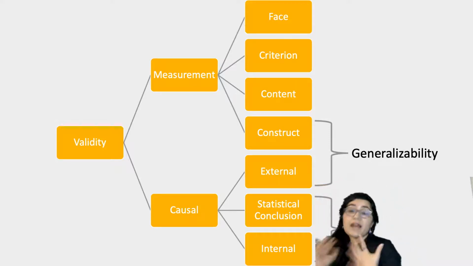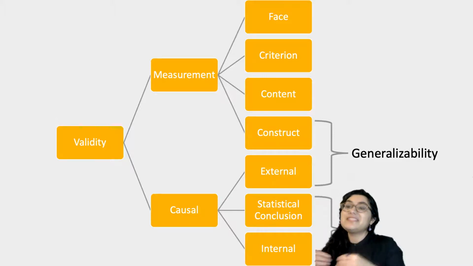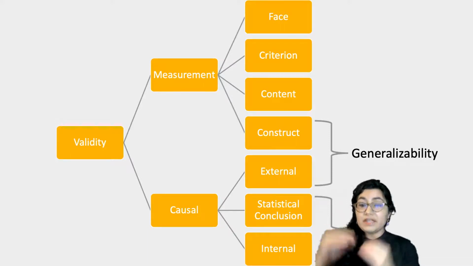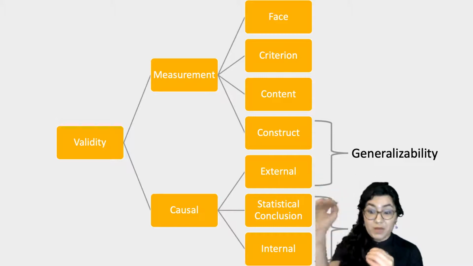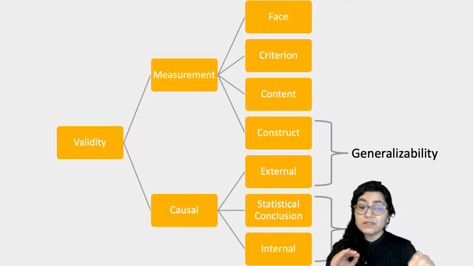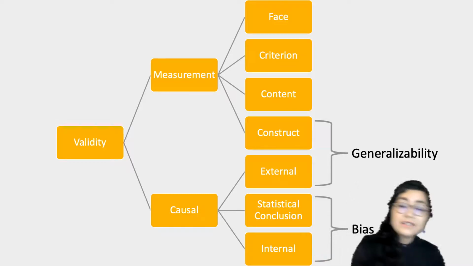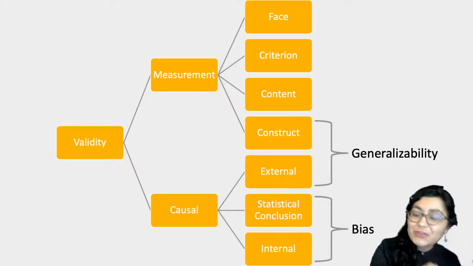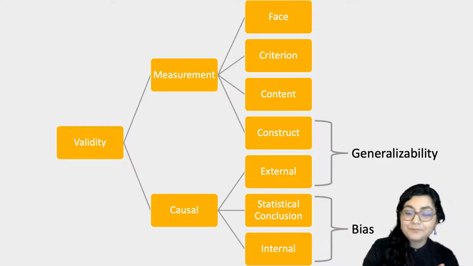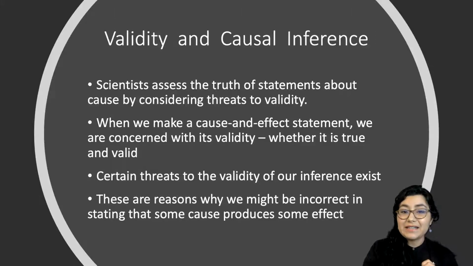And so that's a form of generalizability, saying that it is not just this specific instance in which this makes sense, but that we can generalize it to the theoretical level as well, right? And then external validity, statistical conclusion validity, and internal validity we'll get into. External validity has to do with generalizability as well. And then statistical conclusion and internal validity have to do with bias. So we're going to get into that now.